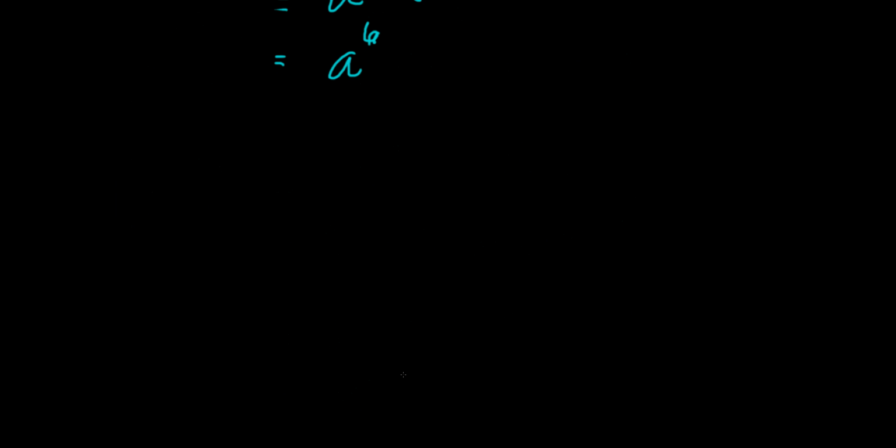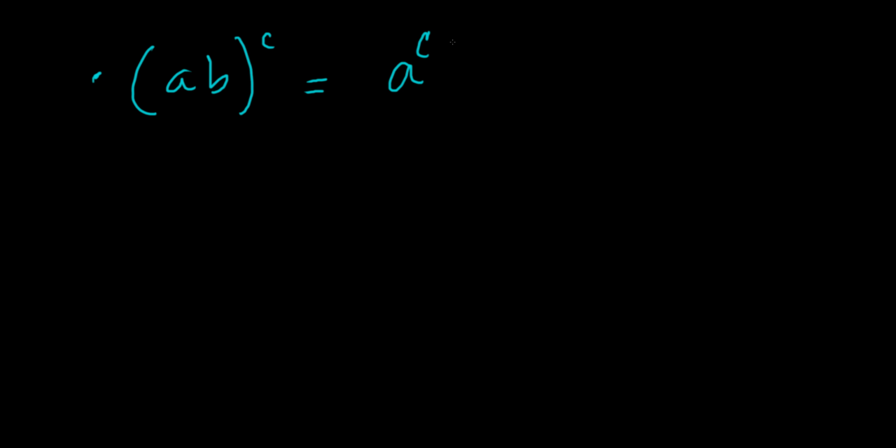So let's look at one more property. If you have a times b in parentheses, and that entire thing is raised to the c power, the property says you just do a to the c times b to the c. It's saying, put the exponent on both numbers here. So again, why does that work?